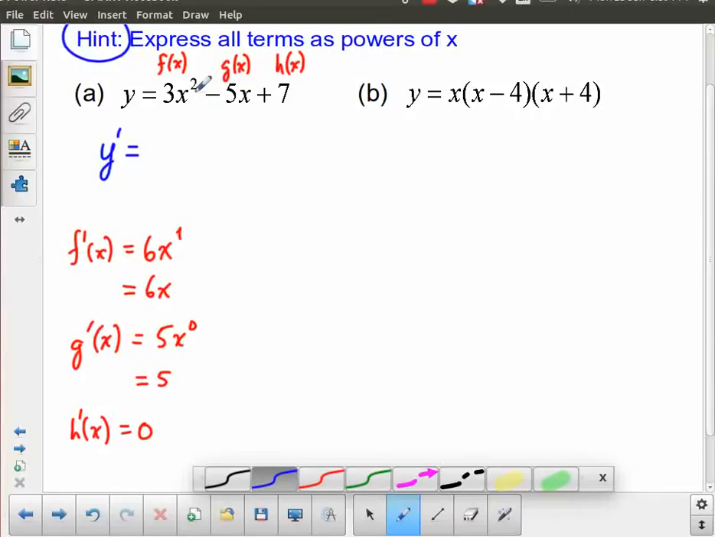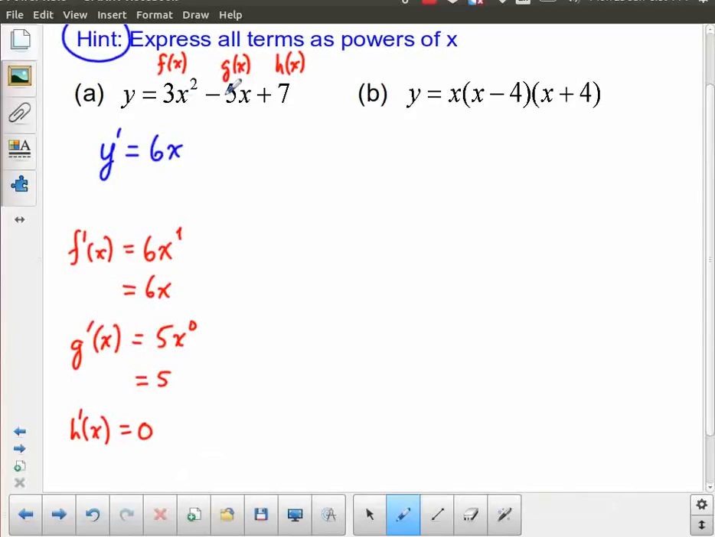Now we could have done this all in one shot. This is the only time I'm really going to break out and look at these individually for such a simple function. So we have 3x squared becomes 6x, minus 5x, the derivative of that is just 5. And then the other one is just 0. We don't bother showing that. So the derivative of this is 6x minus 5.